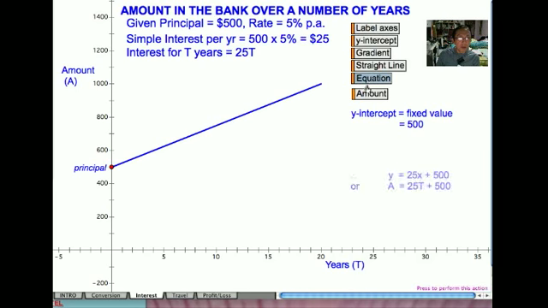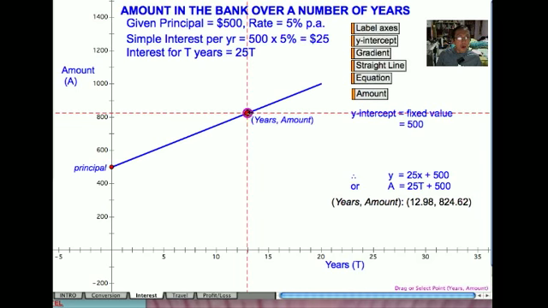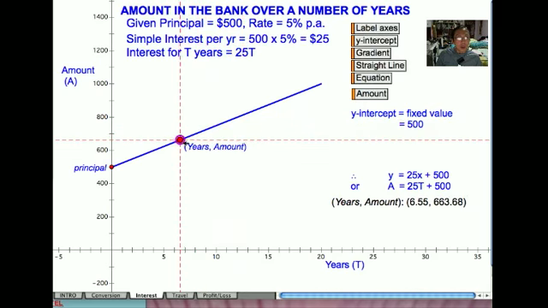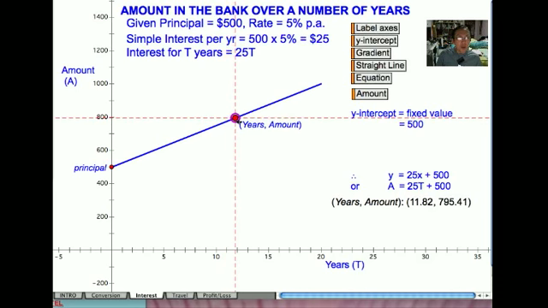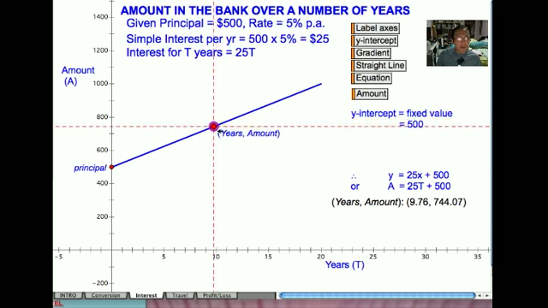and the equation of this line is y equals 25t plus 500. Y is the amount and 25t is the interest over a period of t years, plus the principal. Amount equals interest plus principal. And once again, every point on this line will show the number of years and the amount obtained for that year.